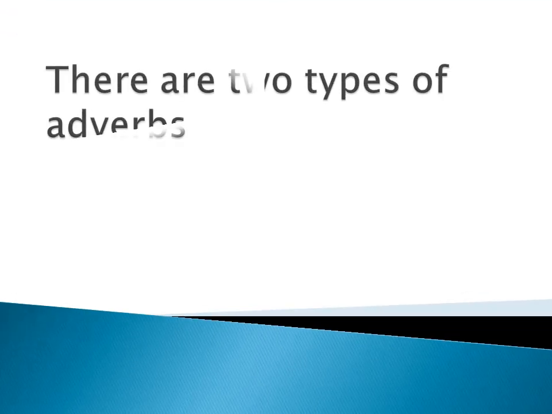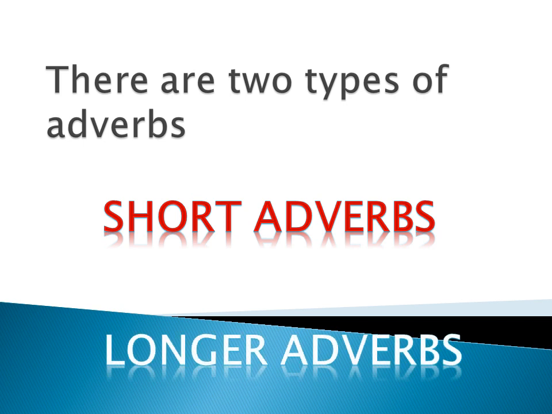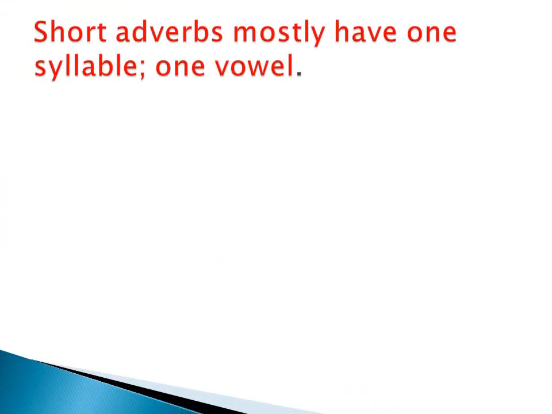And now, as we did with the adjectives, we have now the adverbs, and there are two types of adverbs according to how many syllables are there in the word. So there are short adverbs, means that the adverb contains only one syllable, and longer adverbs which contain two or three or more syllables. What does this mean? Short adverbs mostly have one syllable or one vowel, like hard, soon, fast.